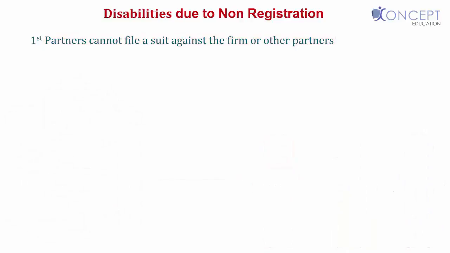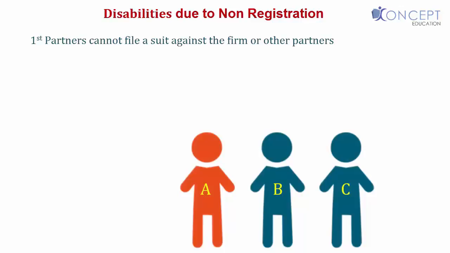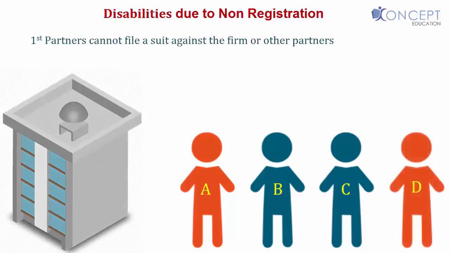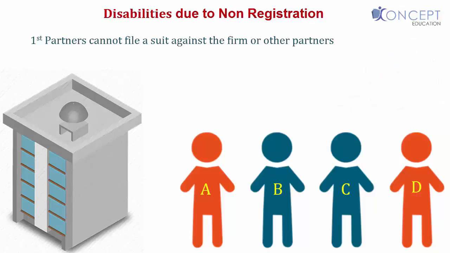Now let's take one more very interesting example. Let's suppose A, B and C are 3 partners of a firm. This time it's a registered firm. After a while, they admit D into the partnership, a new partner. And on the addition of new partner, what is to be done? We have to intimate the registrar, right? But the registrar was not intimated. They all decided to share profits equally, 1:1:1:1. At the end of the year, A, B and C decided not to give any profits to D.